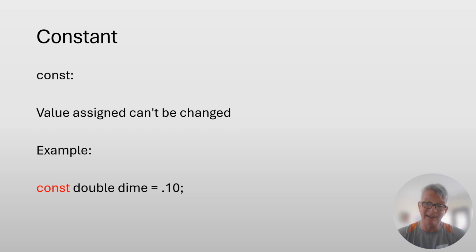But a constant, let's say, because I don't want... A dime's 10 cents, period. You don't have a dime that's not 10 cents. A quarter is 25 cents. This way, you wouldn't have anybody change it.